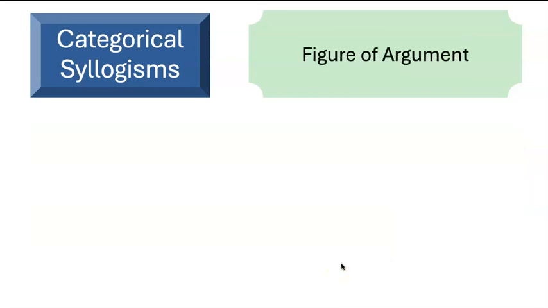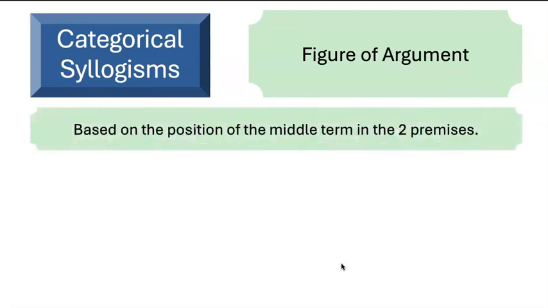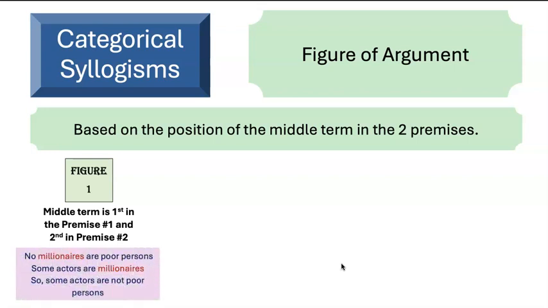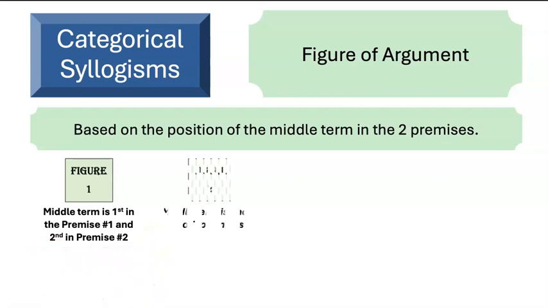All right, so we have the mode. Next, we should be able to identify the figure of the argument. The figure is based on the position of the middle term in the two premises. So, figure 1: the middle term appears first in premise 1 and second in premise 2. It appears first as a subject, then as a predicate.